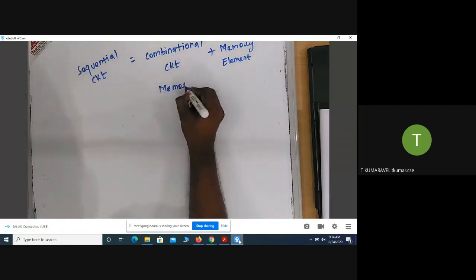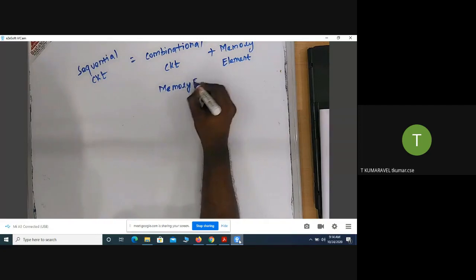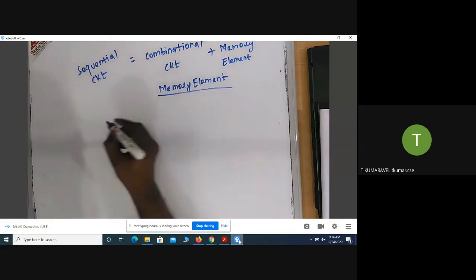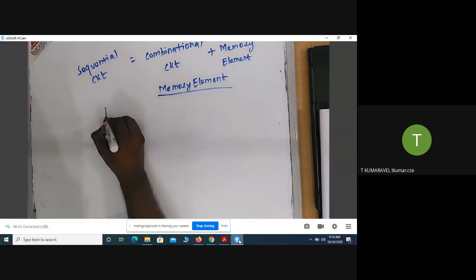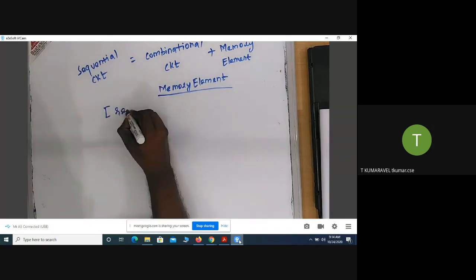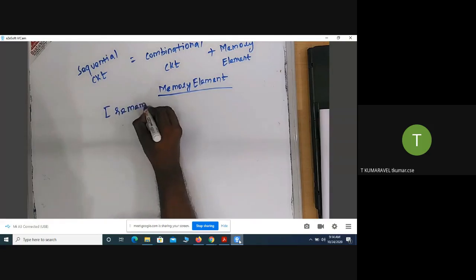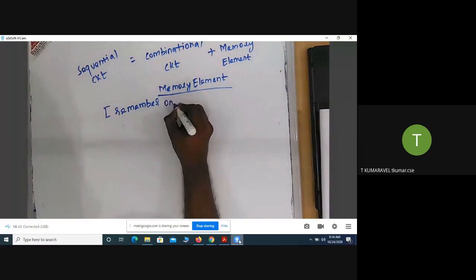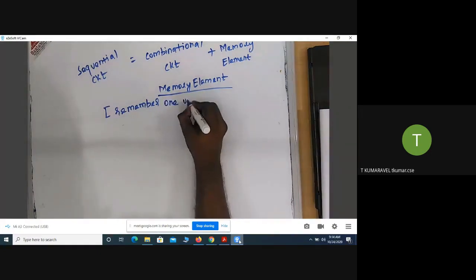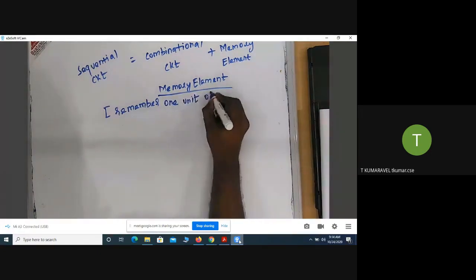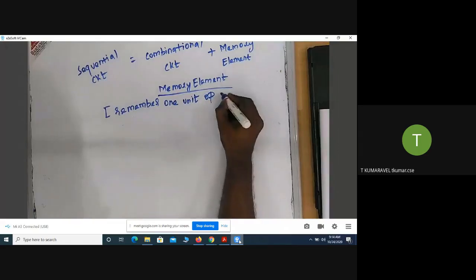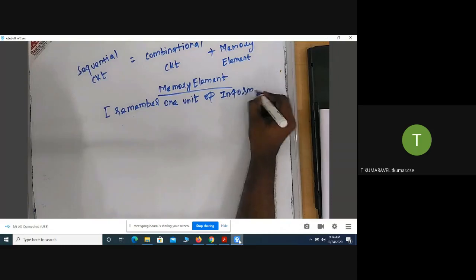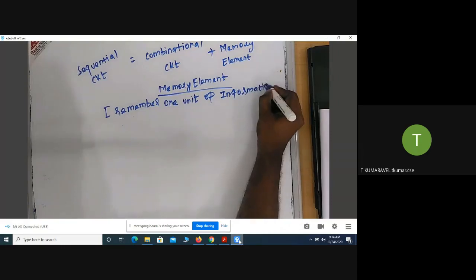Next we talk about how the memory element is implemented. What are the different components used? First I will define what a memory element is. A memory element is something that remembers one unit of information, or one bit of information. Both mean the same. That is called a memory element.